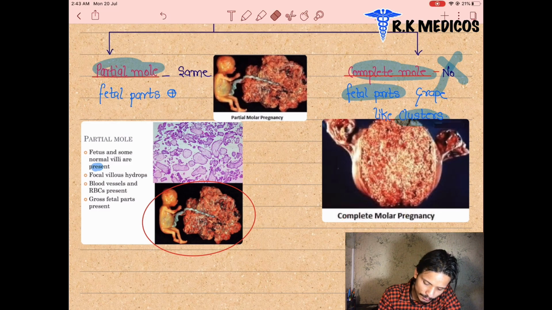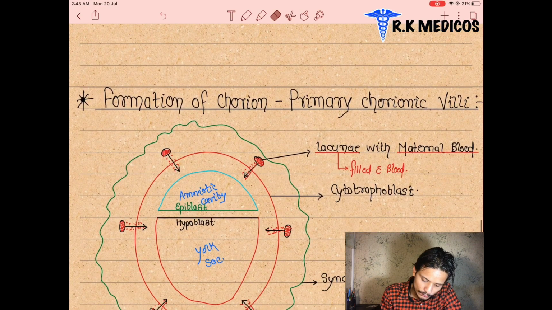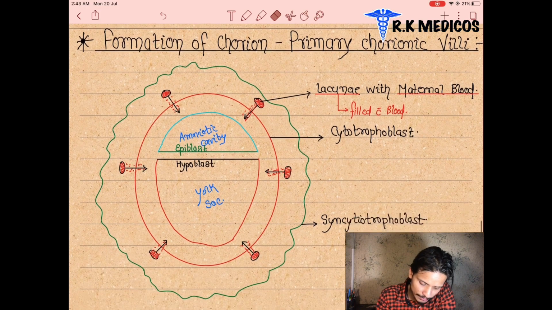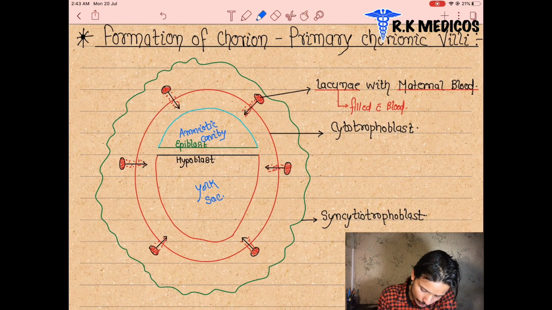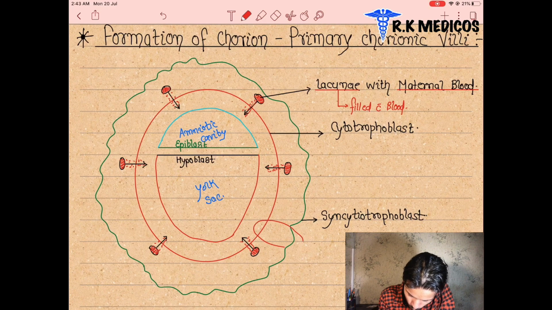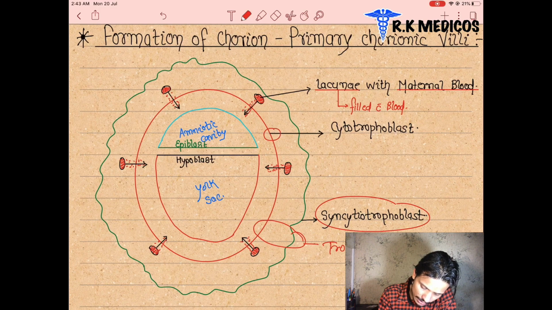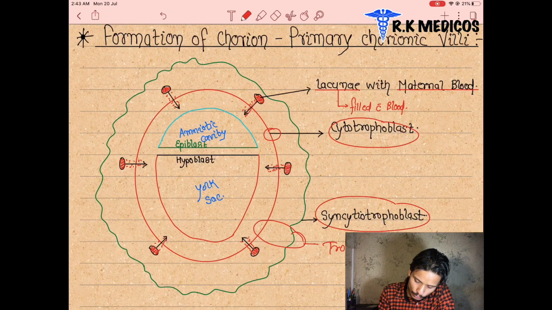In the next part we are going to discuss the function of the chorion and the primary chorionic villi. What is the chorion, how does it develop, and what are the chorionic villi? I already told you that these two structures are called trophoblast. From the first picture, the outermost layer of the trophoblast is the Syncytiotrophoblast, and just below it is the Cytotrophoblast. The Syncytiotrophoblast forms something, and the Cytotrophoblast forms the primary chorionic villi.